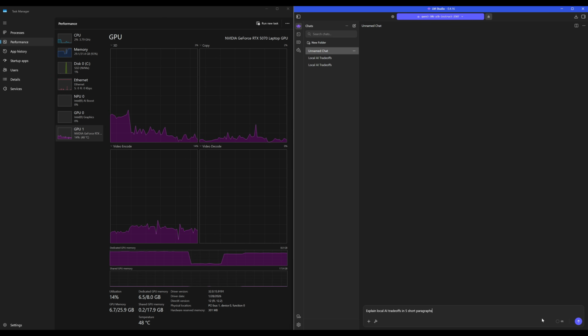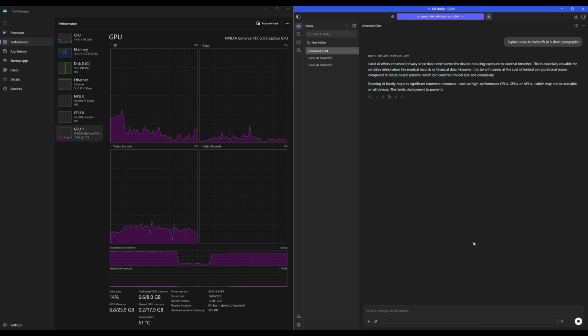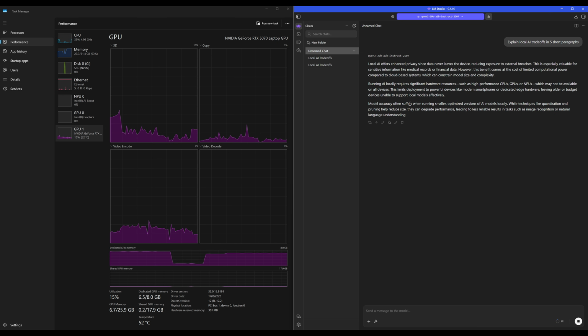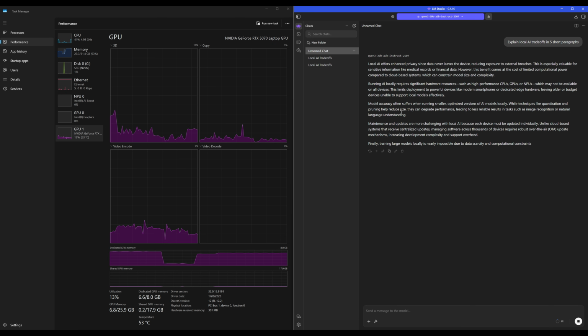And now our last test on this machine. The model is Qwen 3, 30 billion, active 3 billion, and see how fast it is. And we are done, 31 tokens per second.